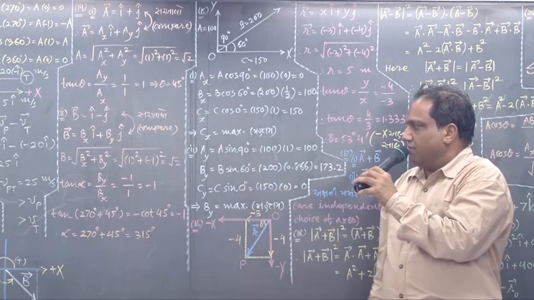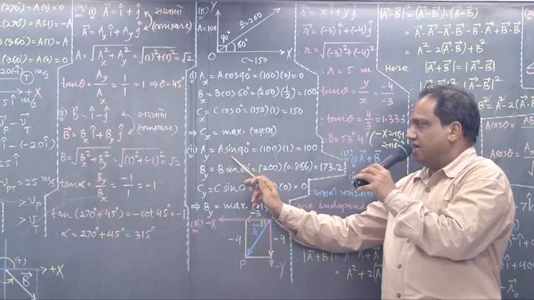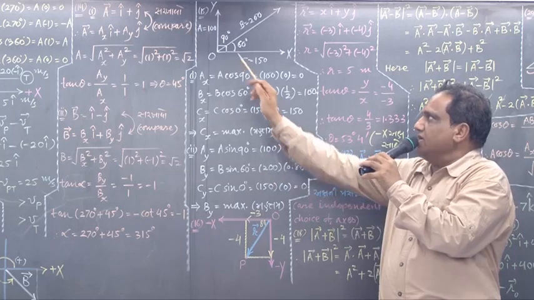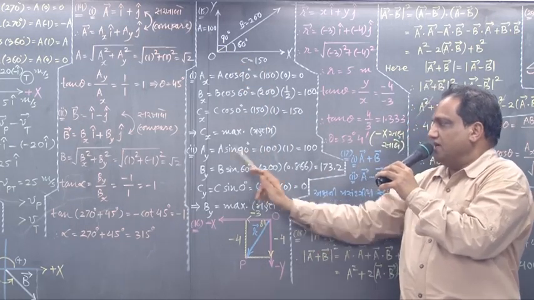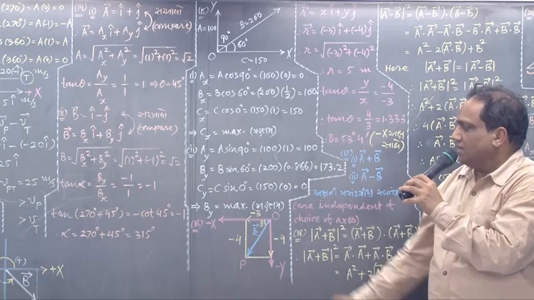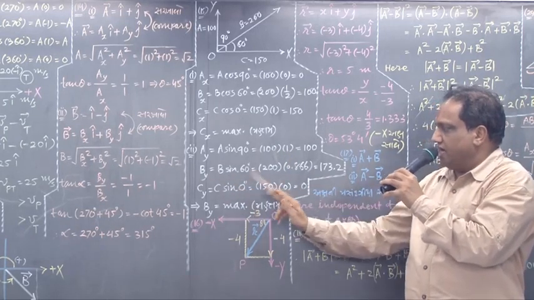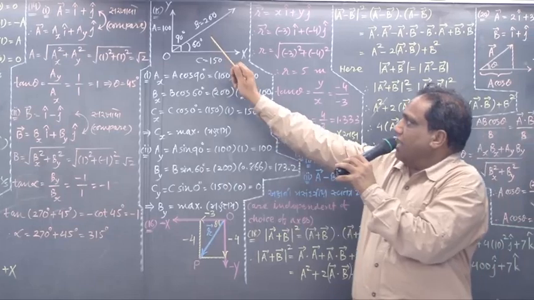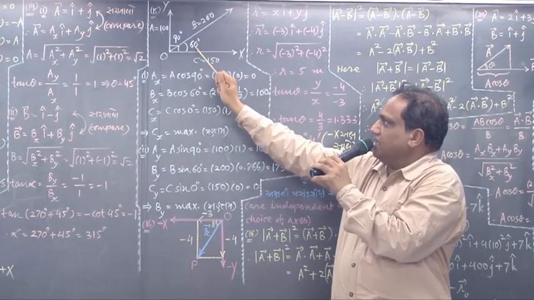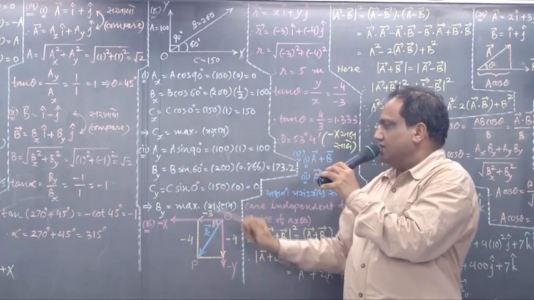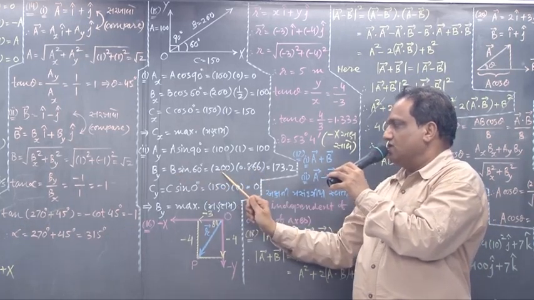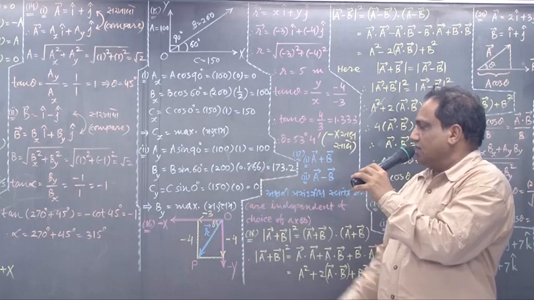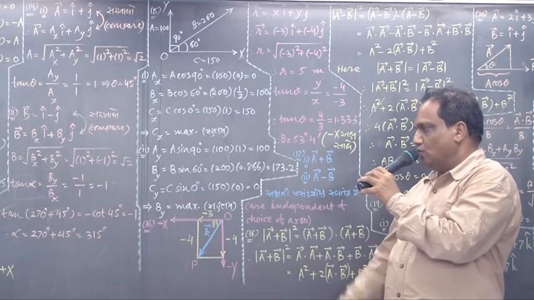Similarly, let us compare y components. Ay equals A sin angle. What is this angle? 90 degrees. Sin 90 is 1. A is 100, so 100 into 1 is 100. By equals B sin angle. The angle made by vector B with the x-axis is 60 degrees. Sin 60 degrees is root 3 by 2, which is 0.866. B magnitude is 200. 200 into this comes out to be 173.2.